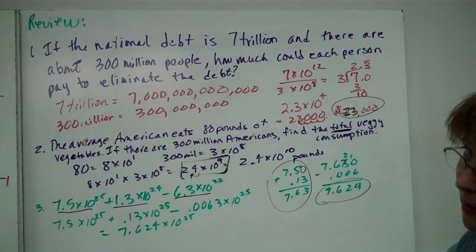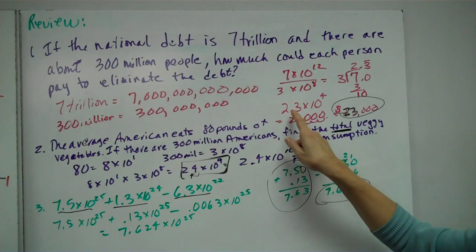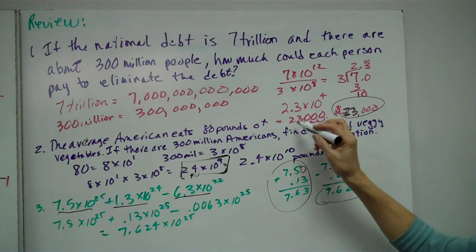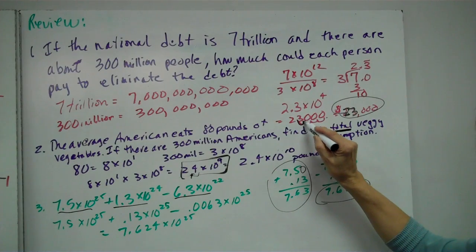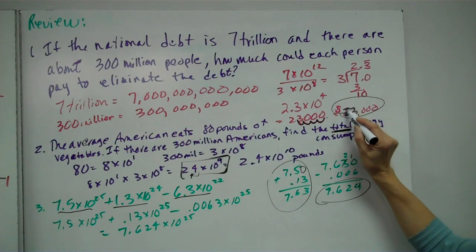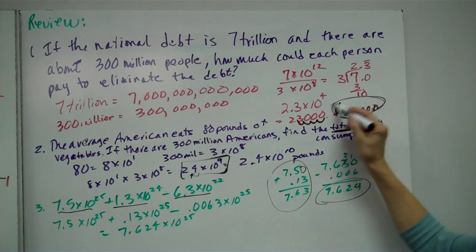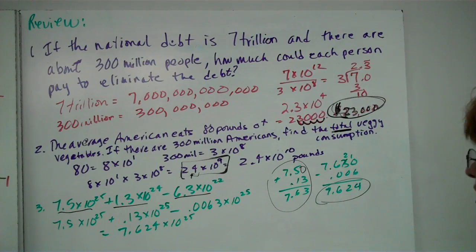Well, you're probably wondering, how much money is that? Let's go ahead and make it into a standard number. Because this is a high number, a positive exponent, we move the decimal 4 places. So it becomes 23,000. If every American, children and everybody, you guys too, could just chip in $23,000, we'd be rid of our debt. It's a lot of money.